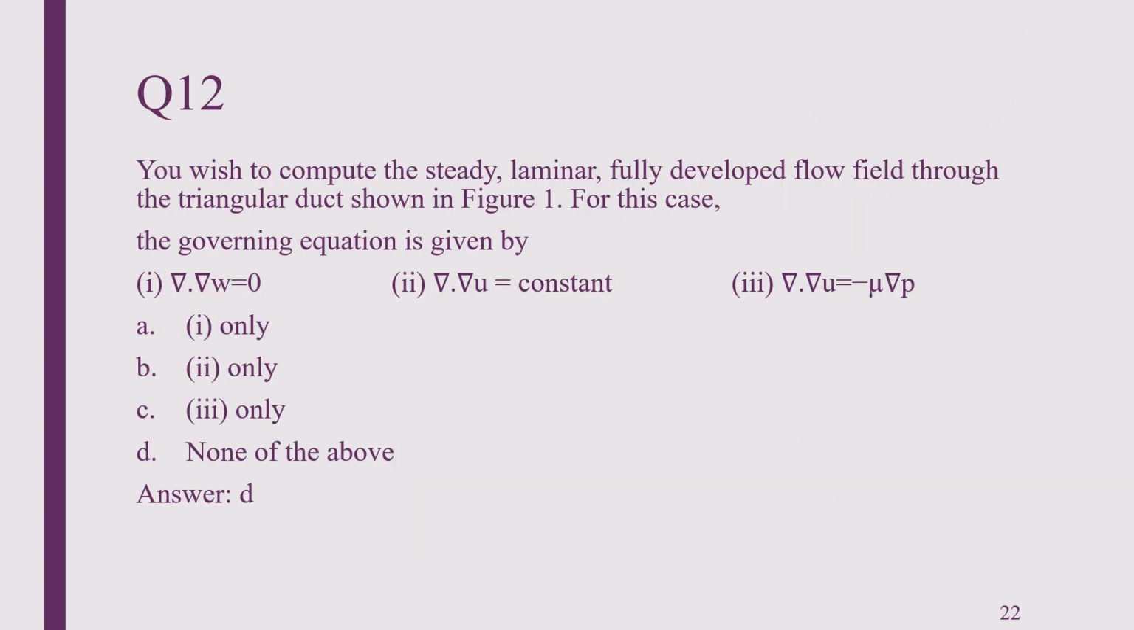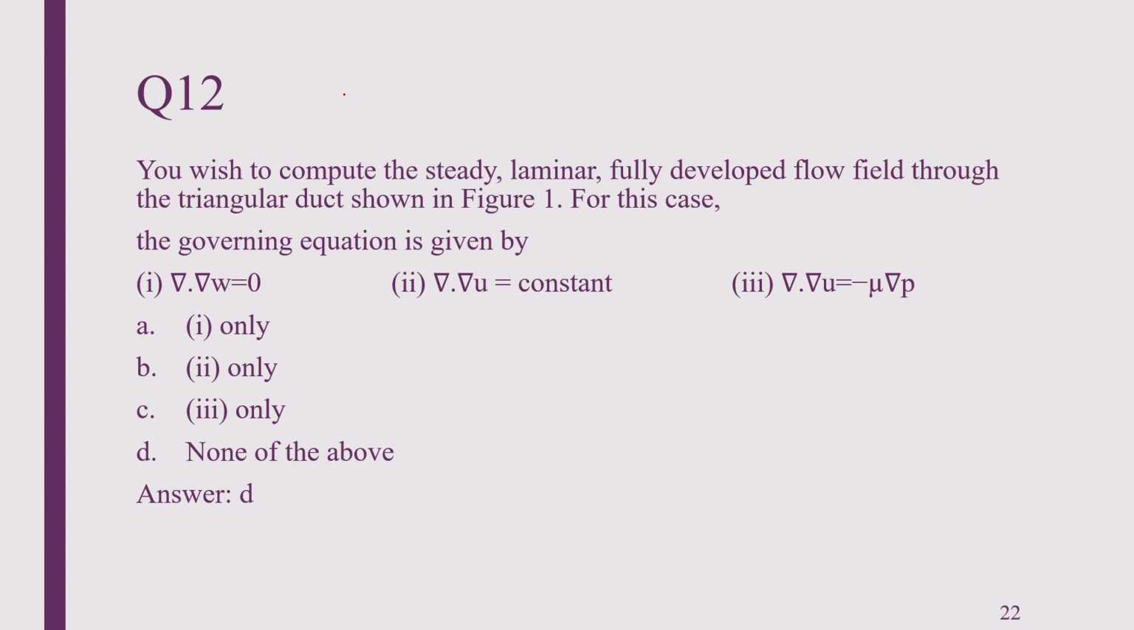So we'll see the first question. In the first question, it is given that you wish to compute the steady laminar fully developed flow field through the triangular duct shown in figure 1. For this case, the governing equation is given by option 1, del dot del W is equal to 0. Option 2, it is del dot del U is equal to a constant. Option 3, it is del dot del U is equal to minus mu delta P.